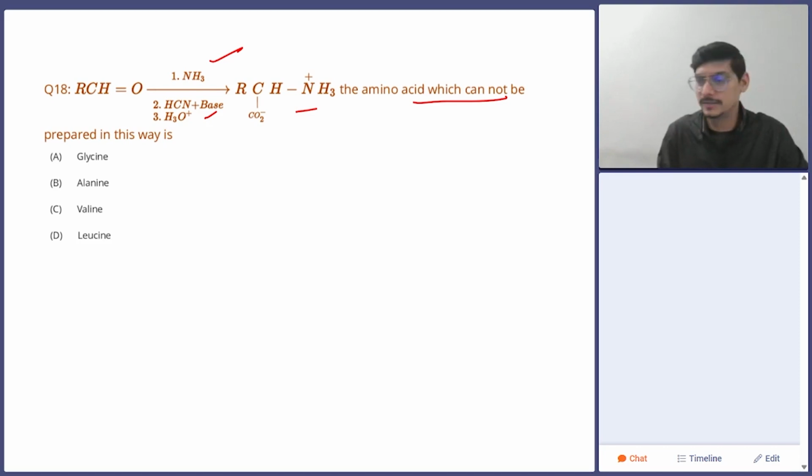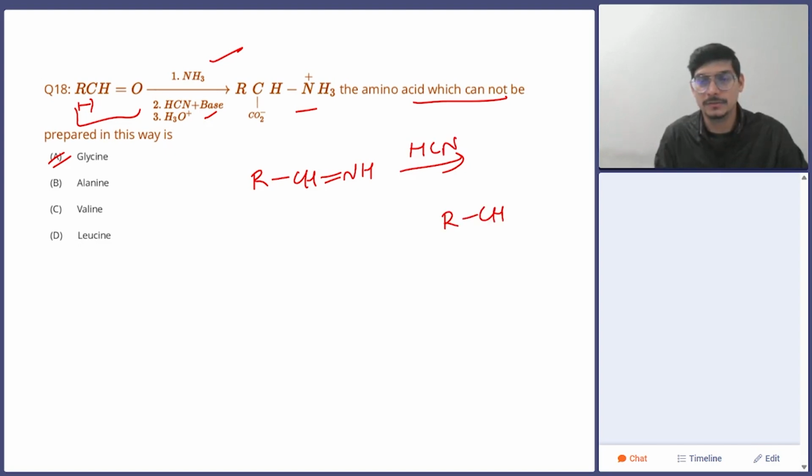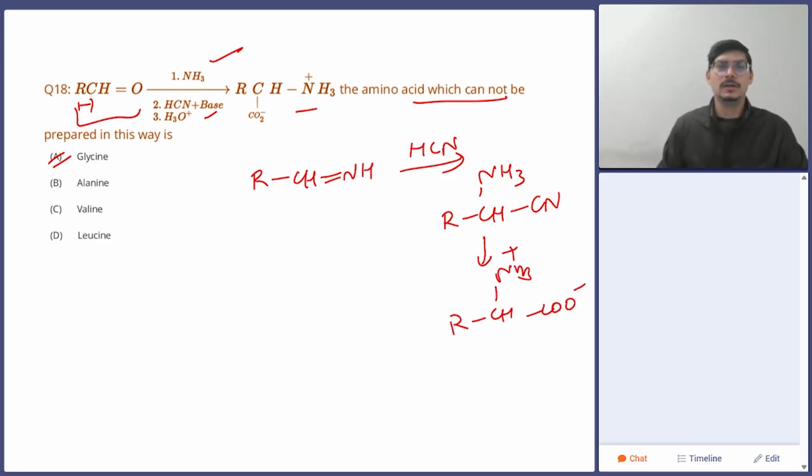Okay, so the correct answer here is going to be glycine, right? Because we know that if R is H, then this compound is going to be formaldehyde, but formaldehyde reacts with ammonia differently, for example, forming urotropine. So R has to be an alkyl group in this case. If R is an alkyl group, on reaction with ammonia it forms this imine, an aldimine, which on reaction with HCN will form this one, and upon hydrolysis will form NH3 plus and CO minus, if you are taking a medium.